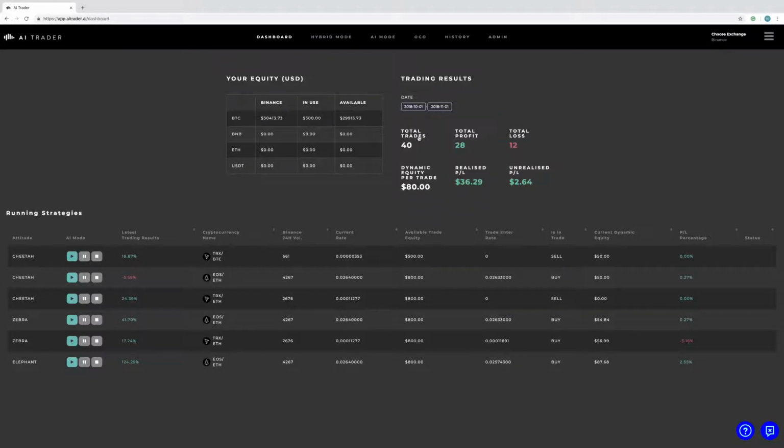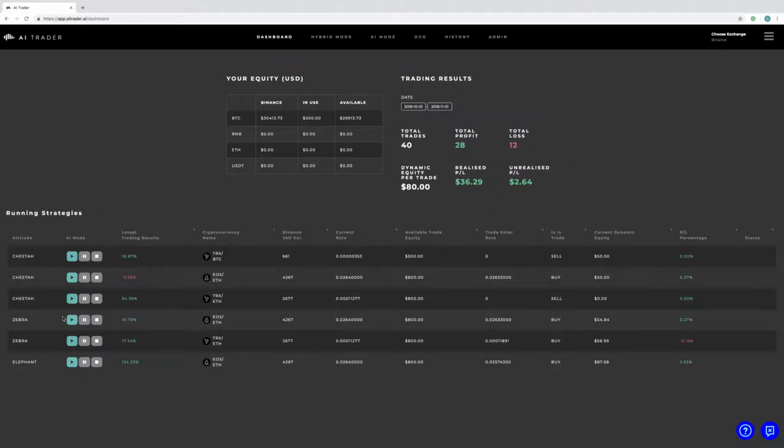Let's go over here and see the trading results. So in a period of a month, the AI traded 40 times for me, and 28 of them were profitable and 12 of them were loss trades. Over here you can see dynamic equity per trade, which I will get more into as the video progresses. Realized profit and loss is 36.29, unrealized is 2.64.